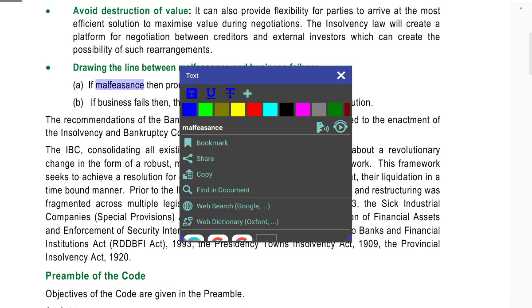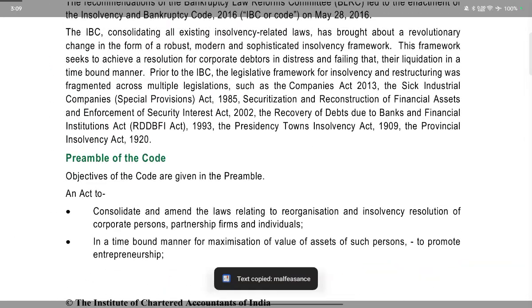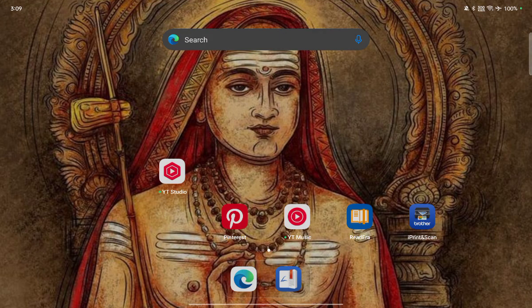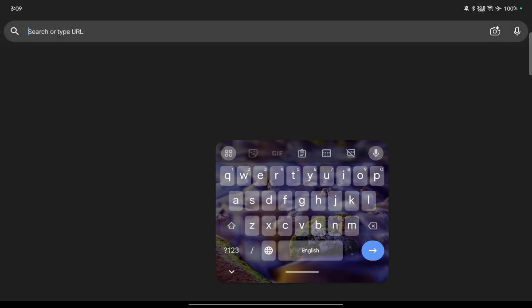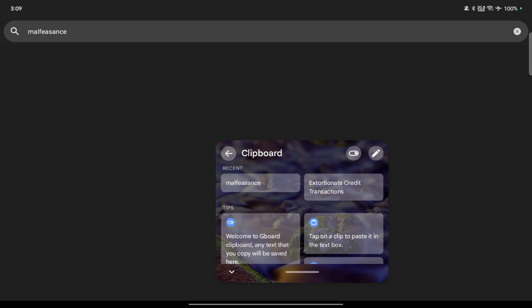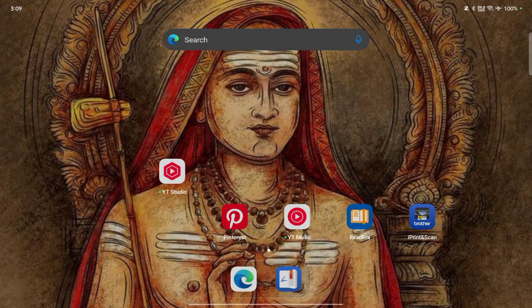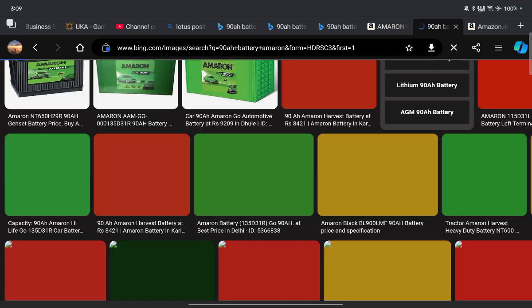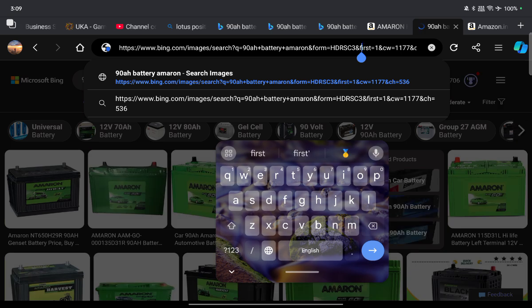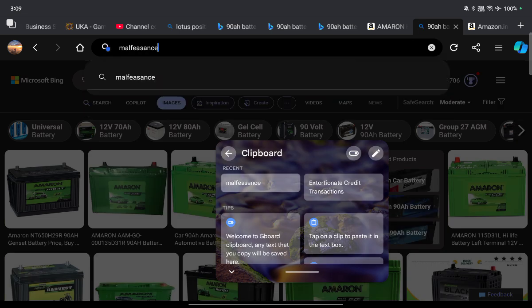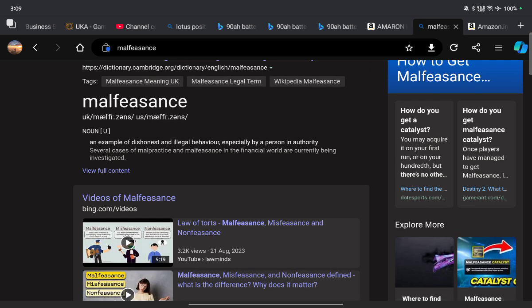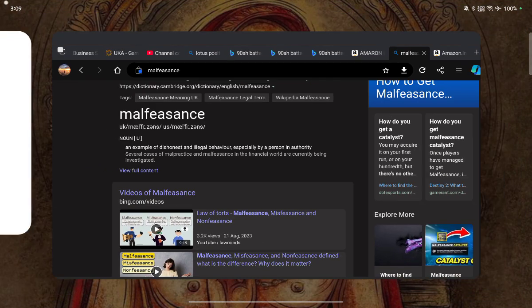Malfeasance is an example of dishonest or illegal behavior established by a person or authority.